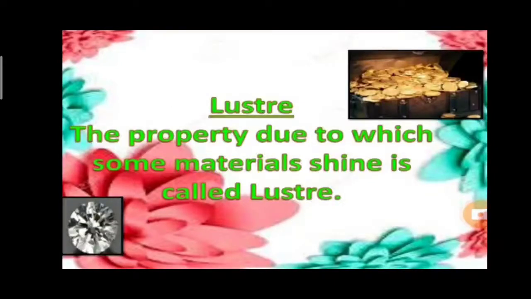Luster is a property due to which some materials shine. For example, if you take a golden coin or a diamond in your hand, you will see a shining surface. Hence, it can be said to possess luster. But if you take a wooden block, you won't find any shining surface. Hence, it is not a lustrous substance.